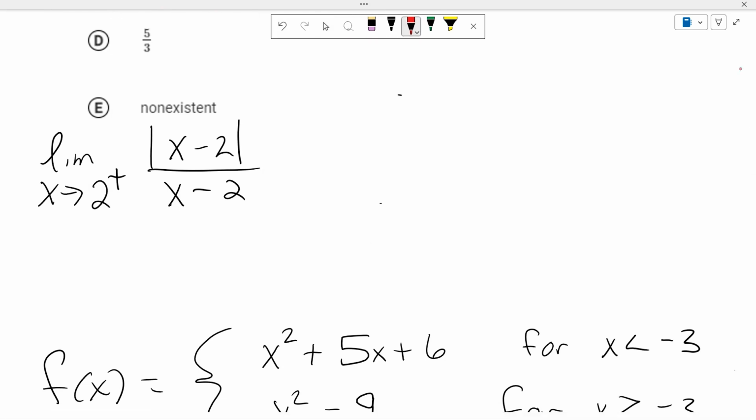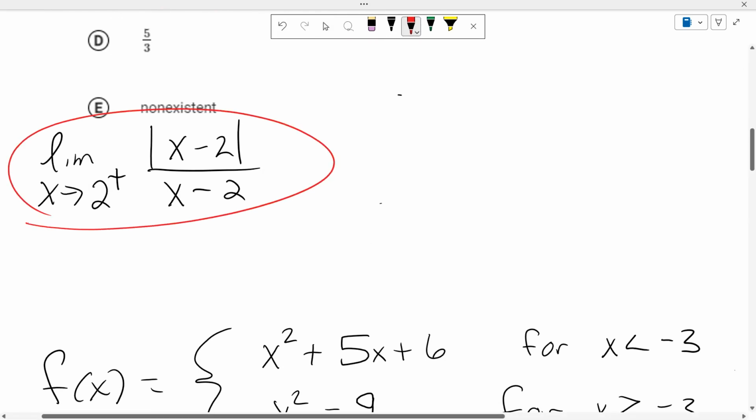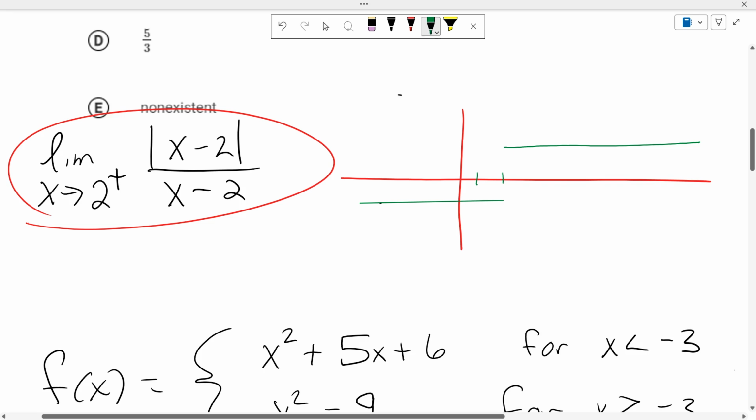All right. What's the limit for this function? If you had no idea what to do, what should you do? Graph it on the graphing calculator. And when you graph it on the graphing calculator, what you'll see is it goes like this. Okay? As you're going towards 2 from the right, where is it approaching? Well, it's approaching 1.